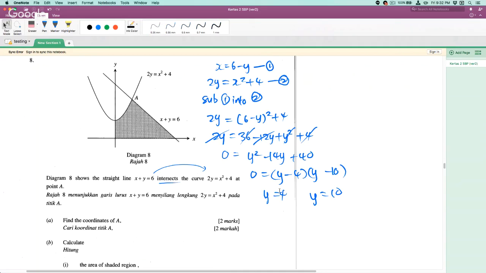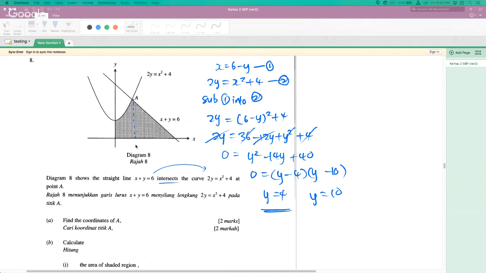Okay, now, something happened here. Should you choose 4 or should you choose 10? Based on your observation, basically you will reach 4 first. So in this case, definitely I will choose 4, because this is the first intersection point I see. So I choose the first one.